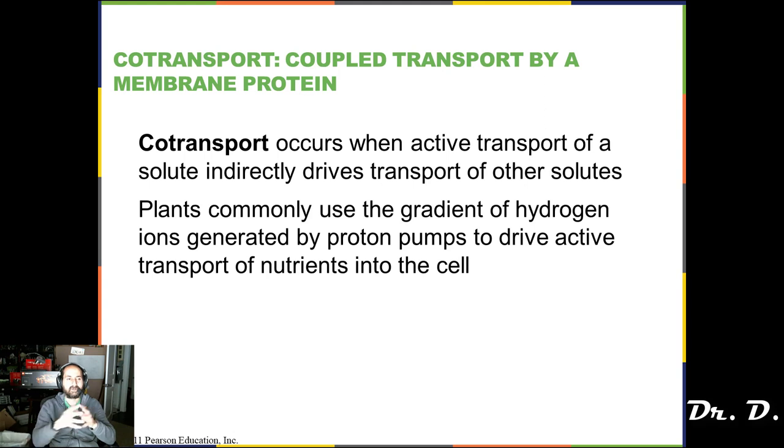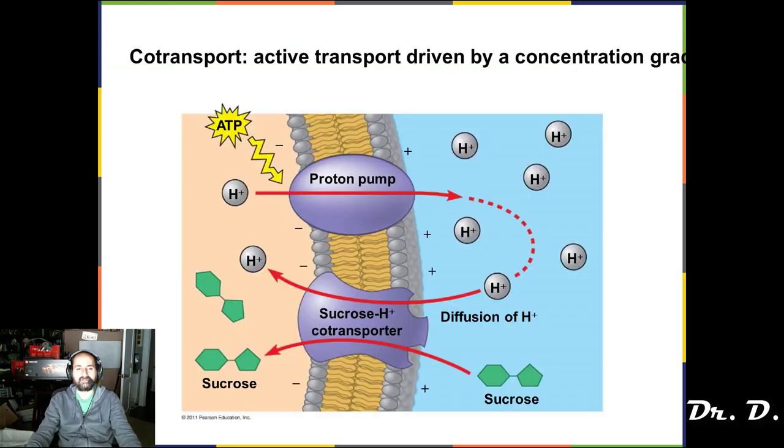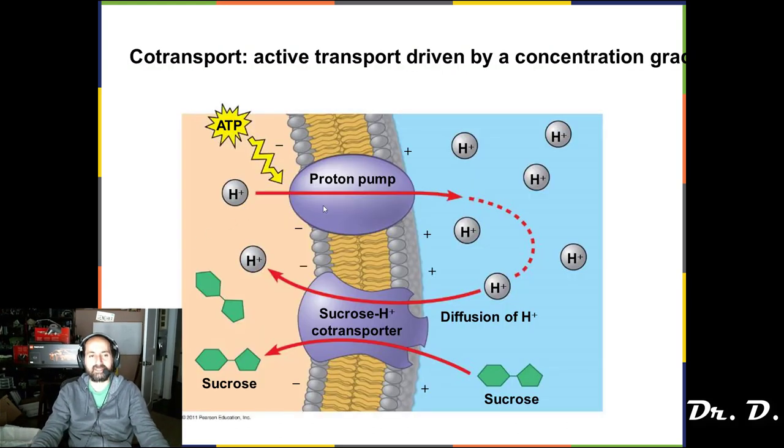Okay, now, what about co-transport? What does that mean? Co-transport occurs when active transport of a solute indirectly drives transport of other solutes. So, I know that sounds kind of complicated, so let me explain. Basically, co-transport occurs when you've got two different transporters working together, right? You've got two different transporters kind of working in cahoots. The first transporter, actually, there's active transport going on with both of these. Let me break it down.